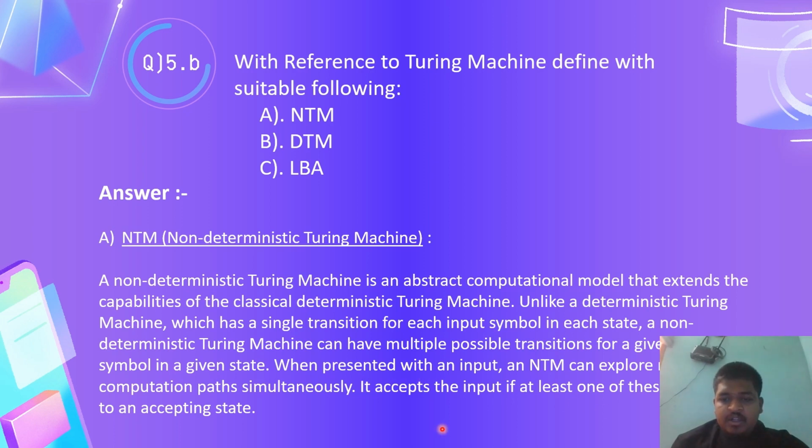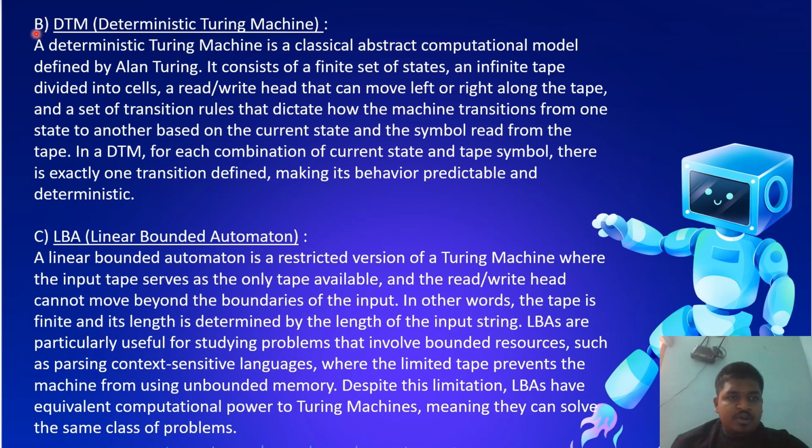An NTM can explore multiple computation paths simultaneously. It accepts the input if at least one of these paths leads to an accepting state. Option B, DTM, deterministic Turing machine. A deterministic Turing machine is the classical abstract computational model defined by Alan Turing. It consists of a finite set of states and a finite tape divided into cells.